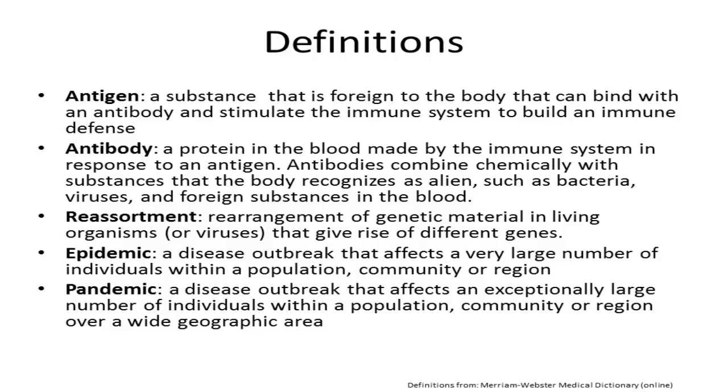Particularly when thinking of viruses, it's important to keep in mind the idea of reassortment. Reassortment is the process of rearranging genetic material between viruses so that it gives rise to different genes. With influenza, reassortment can result in numerous combinations of the virus. When disease keeps spreading, it can result in something known as a disease outbreak. Disease outbreaks can be classified as an epidemic, which is an outbreak affecting numerous people within a population, community, or region, or as a pandemic, which is an outbreak affecting numerous people over a wide geographic area.